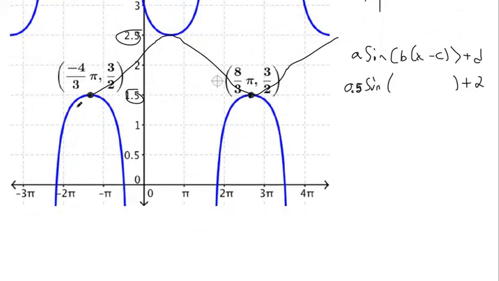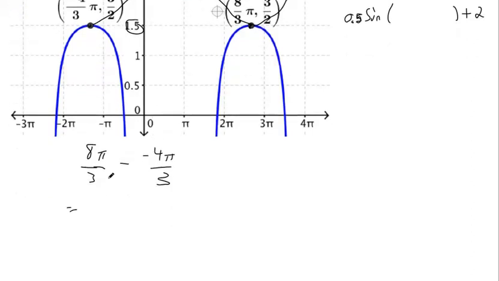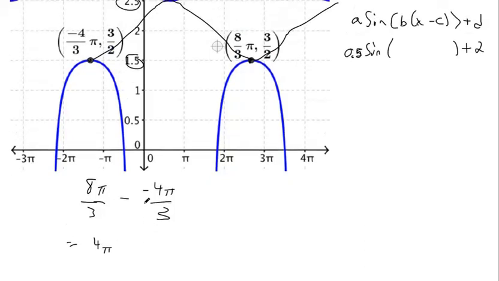So we got 8 pi over 3, -4 pi over 3. Let's subtract those two to find out how far apart they are, because one of them is negative. Either way you want to subtract. So I took 8 pi over 3 and subtracted by -4 pi over 3 to find out how long it takes until this thing starts repeating itself. So 8 plus 4 is 12. 12 pi over 3, that's 4 pi, right? Okay, so the period is 4 pi.